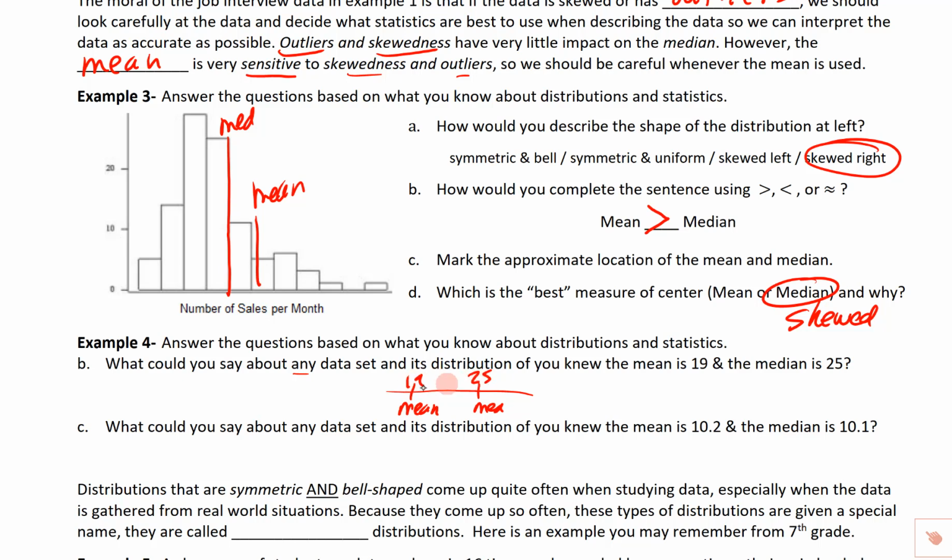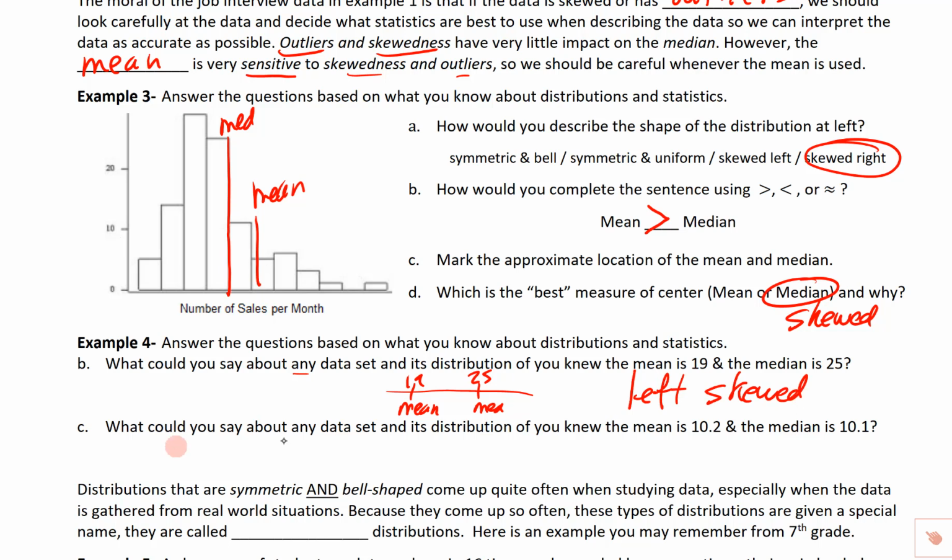Well, they're not close to each other, so what that means is this has probably been skewed. Now remember, the mean gets drug in the direction of the tail, so the tail would be on the left here, so this would be left skewed. Okay. How much it's skewed, we don't know without the rest of the data, but that's a pretty good thing right there.